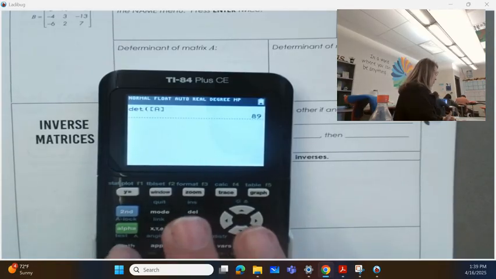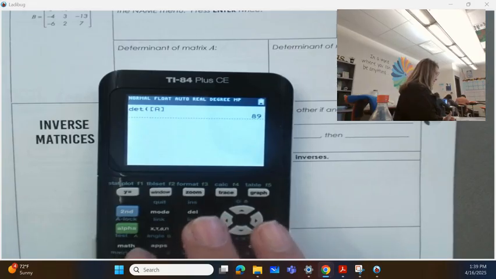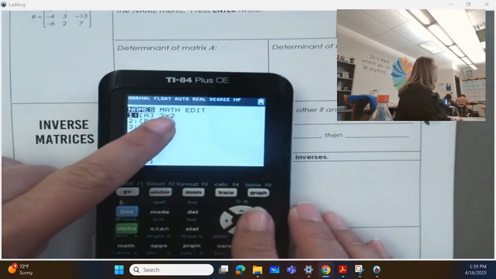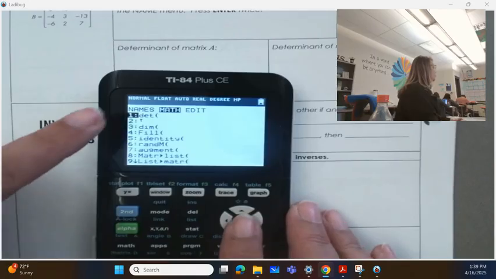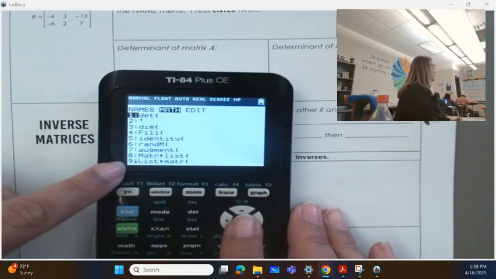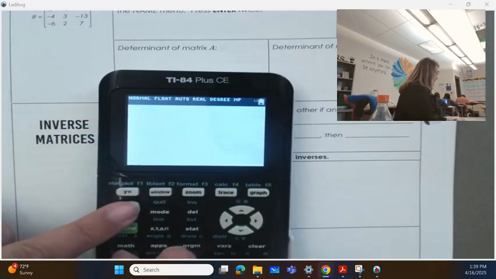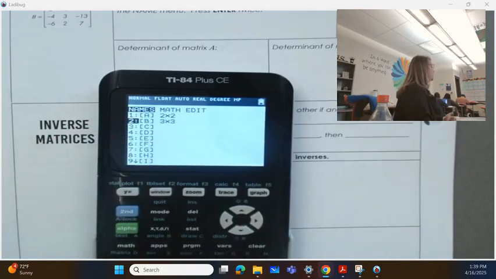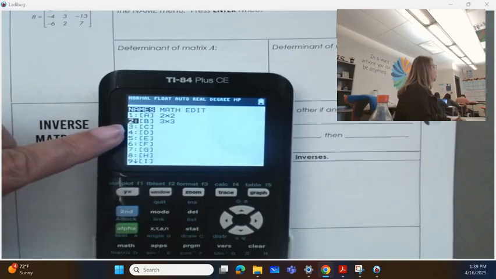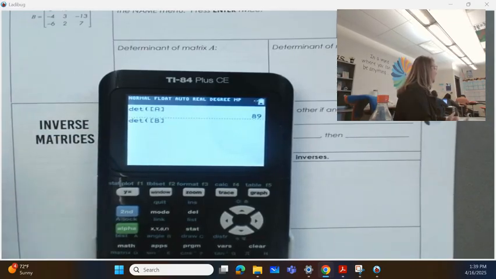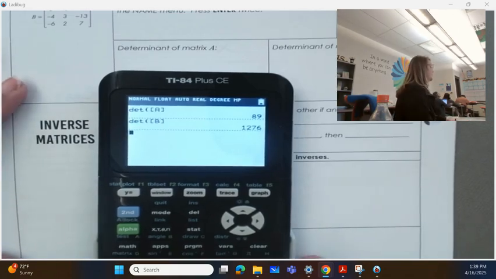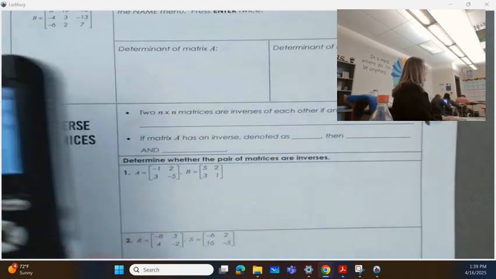And if I want the determinant of matrix B, I do it again. Just go second matrix and over to math. Okay, that's where you do a bunch of the matrix operations. Number 1 is determinant. And then you have to tell the calculator which matrix you want to find the determinant of. So I choose matrix B, and the determinant of matrix B is 1,276. So that's how you do it in the graphing calculator.